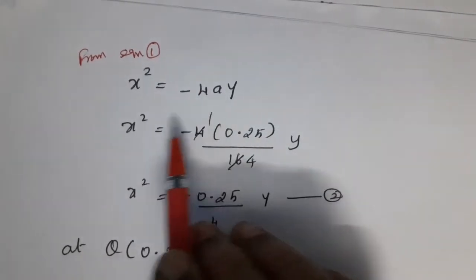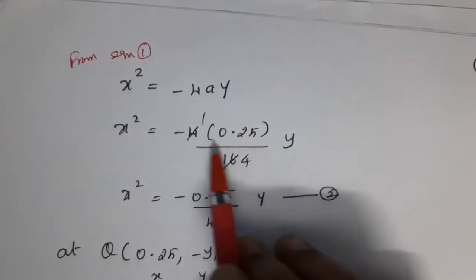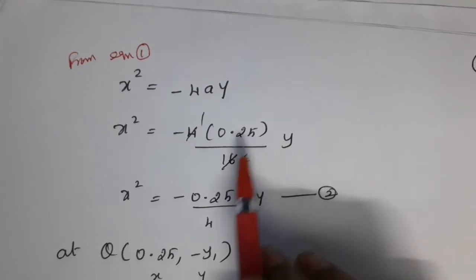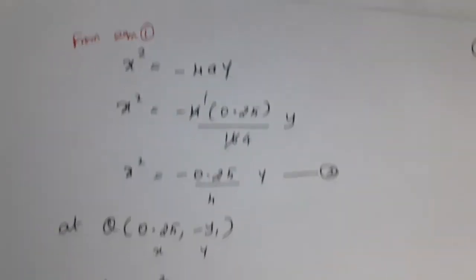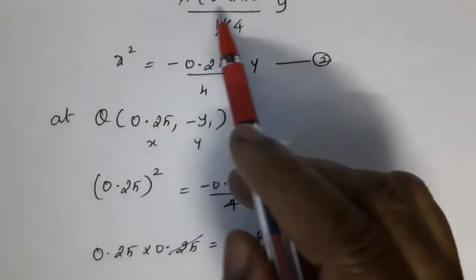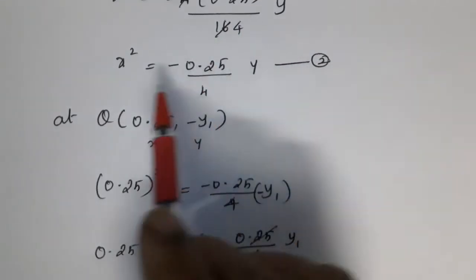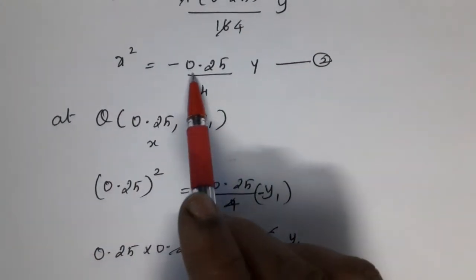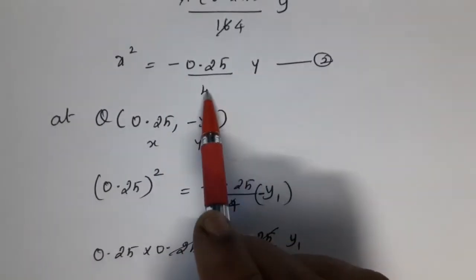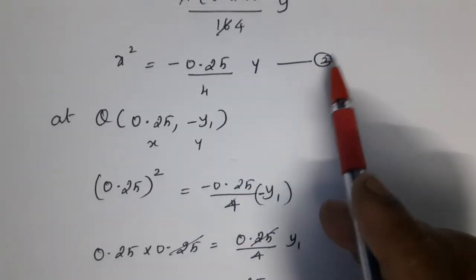Therefore, minus x square equals minus 4 into, instead of a, substitute 0.25 by 16, into y. Now x square equals, after simplification, 4 fours are 16, so x square equals minus 0.25 by 4 into y. This is equation 2.